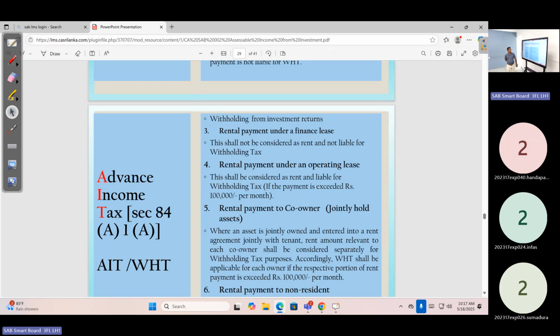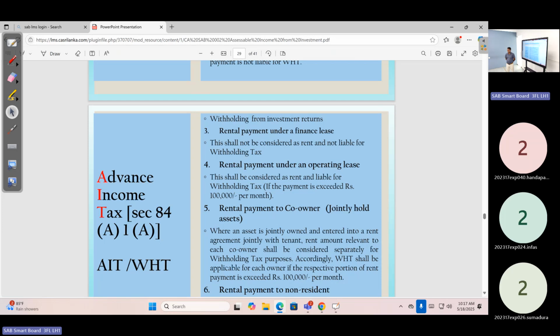Withholding from investment return also applies to rental payments under a finance lease. In a finance lease, we have the right to use the asset. That is not considered rent and is not liable for withholding; the finance lease installment does not come under rent. A rental payment under an operating lease shall be considered as rent. The operating lease is considered rent for tax purposes. So if the monthly payment is more than 100,000, tax of 10% needs to be deducted.